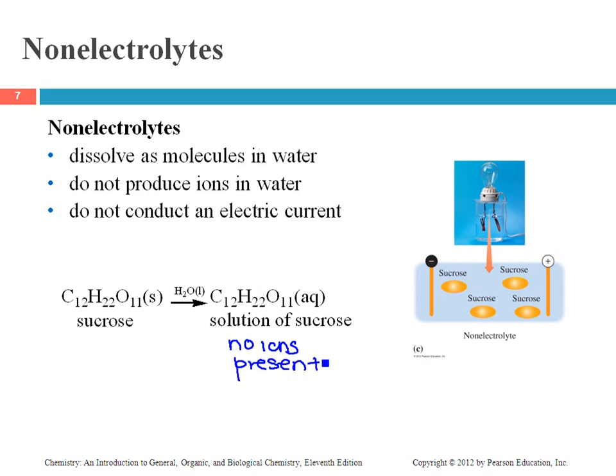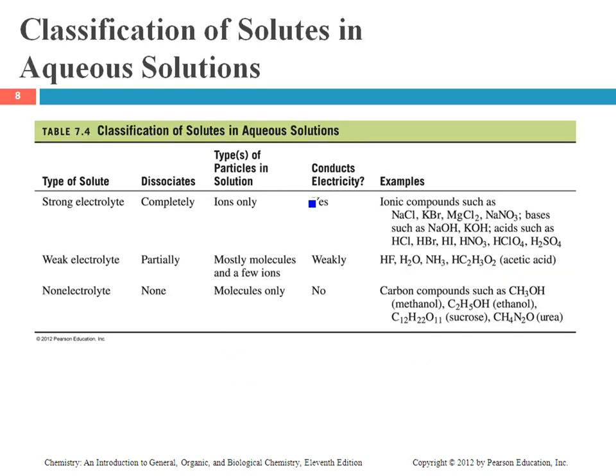these molecules basically dissolve as molecules in water, and they do not produce ions in water, and they will not conduct an electric current. So if we look at the table, you will want to be very familiar with this table, but you will not have to memorize it. Okay, you'll either be given the reaction where you can recognize if it's a strong electrolyte or weak electrolyte based upon the reaction arrow and if ions are present.